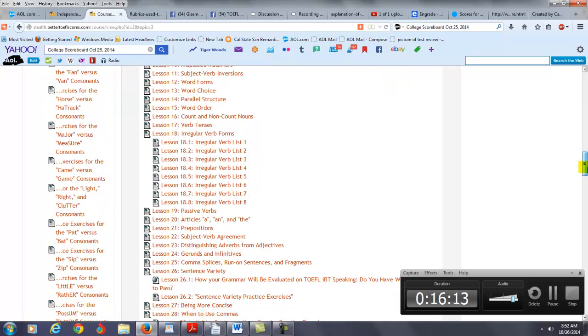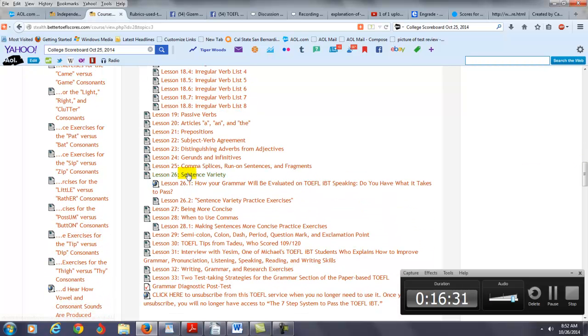Also, count and non-count nouns, lesson number 16. This is also an important lesson for you right now based on your abilities. Lesson number 20, articles. You can take a look at that. Lesson number 25, comma splices, run-on sentences and fragments. I definitely think you can learn more by studying that one. And also lesson number 28, when to use commas.